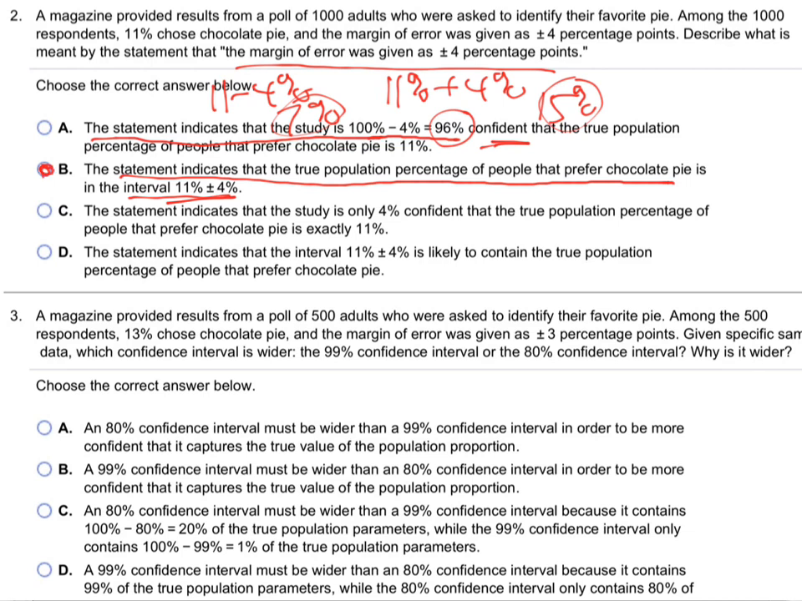Yeah, right. What's wrong with the other ones? Only 4% confident? No. That the interval is likely to contain? No, it's B. There we go. All right, on we go.